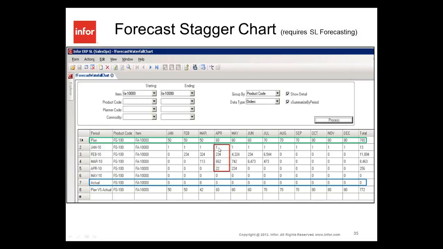So a way this might be used is that for the item I've selected, I can see that in January we were forecasting 1 unit for April, and in February we changed that forecast to 234, and then in March we changed the forecast for April to 662. So you're seeing how over time this forecast has changed, and with this particular item obviously would be a problem for a material planning group to keep up with changes that are jumping around that much.